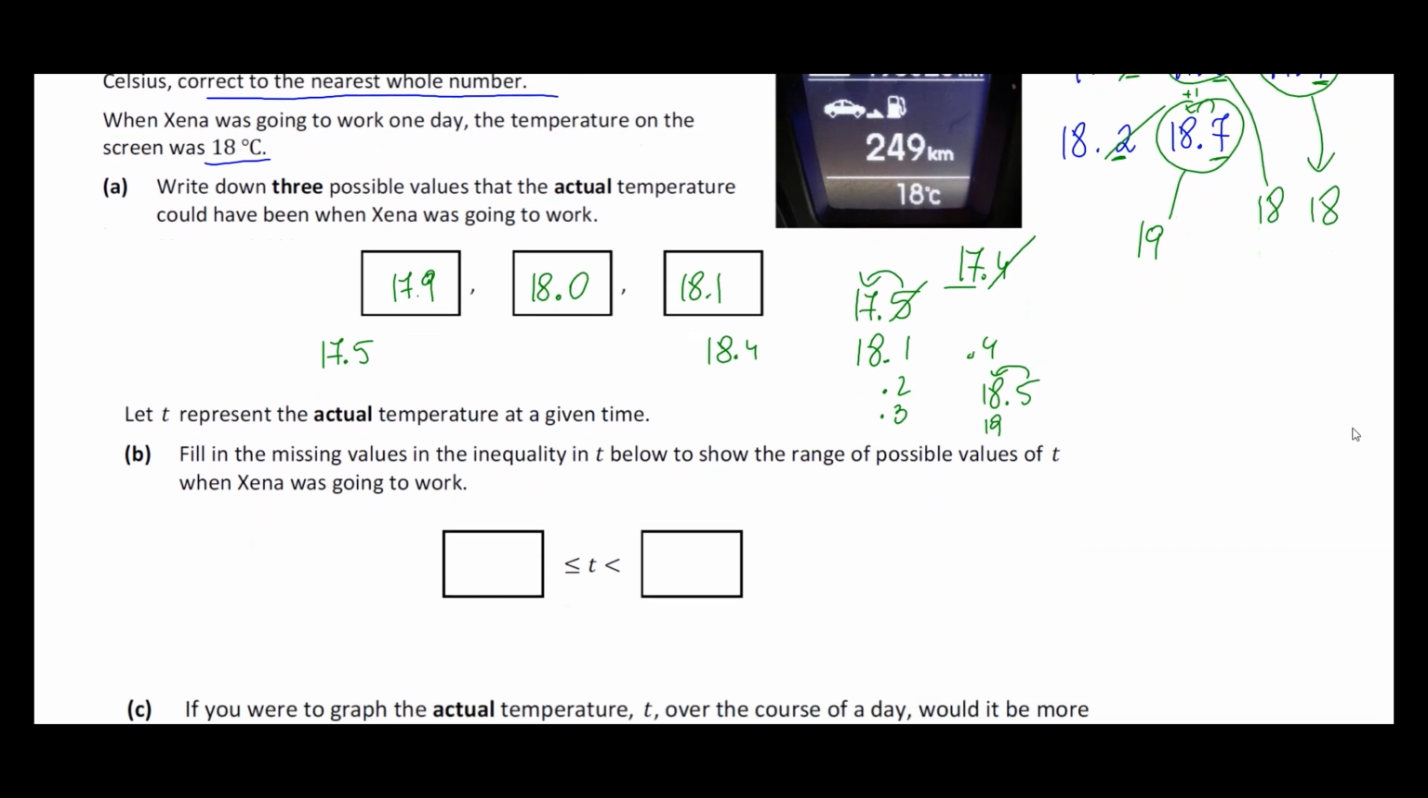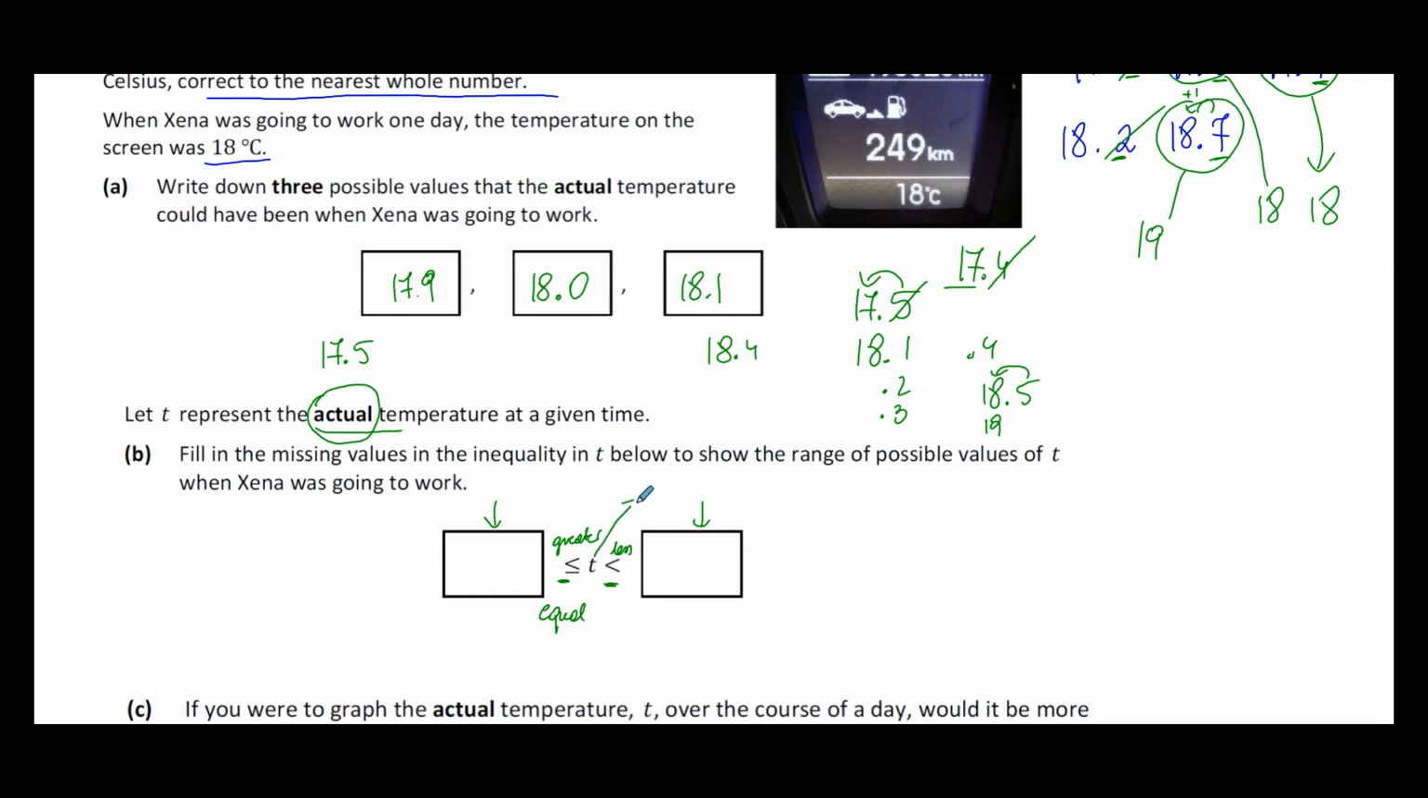Okay, let's have a look at the next part. Let T represent the actual temperature at a given time. So when they are putting something in bold, they are saying pay attention. So actual, we understand that it's showing 18, but it could be 17.5, or it's showing 18, but it could be 18.4. Fill in the missing values in the inequality in T below to show the range of possible values of T when Xena was going to work. So what are we doing? We fill in the missing values in the inequality because it's saying that T is greater than or equal to, and here T has to be less than. So that's the reason why it is an inequality in T.